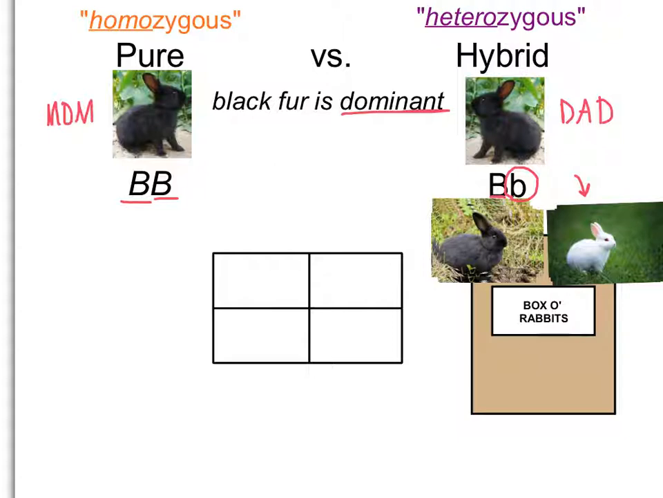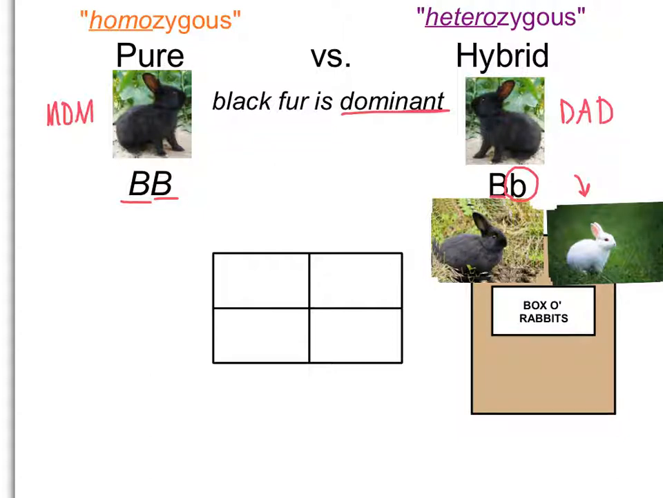So what we're going to look at now on the bottom is called a Punnett square. What the Punnett square does is it basically combines the alleles of both parents to see what possible options there are for their baby bunnies. So what we're going to do is fill in the Punnett square.